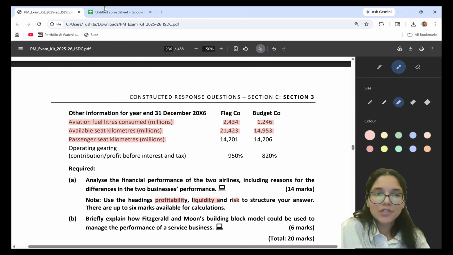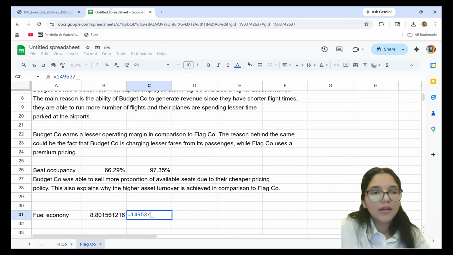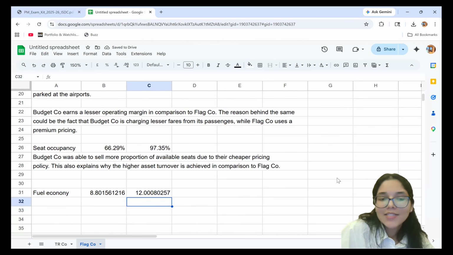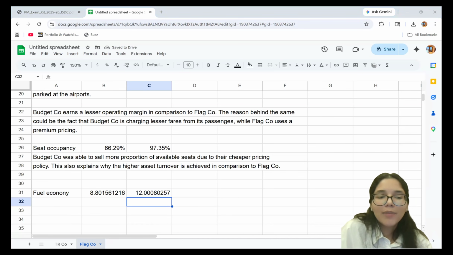Similarly, for my budget company, 14,953 divided by 1246. So you can see fuel economy wise also. Firstly, you people have to tell me the interpretation. Higher the number, the better it is, or lower the number, the better it is? We're talking about economy. Higher the economy, the better, or lower the economy, the better? Lower the economy. Think again, guys.